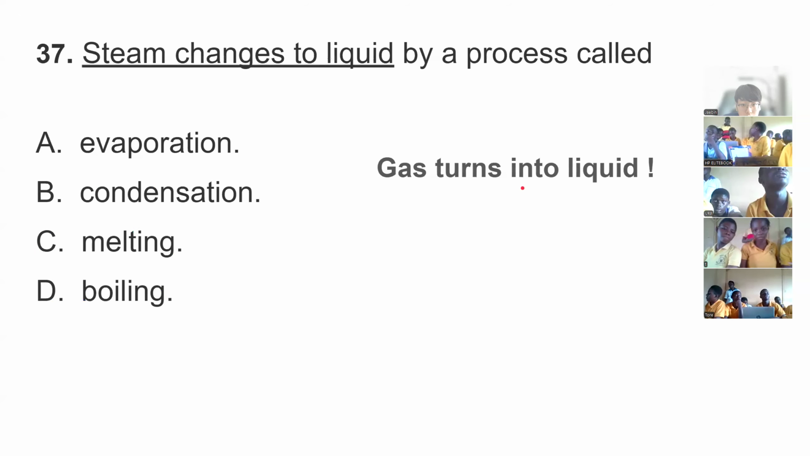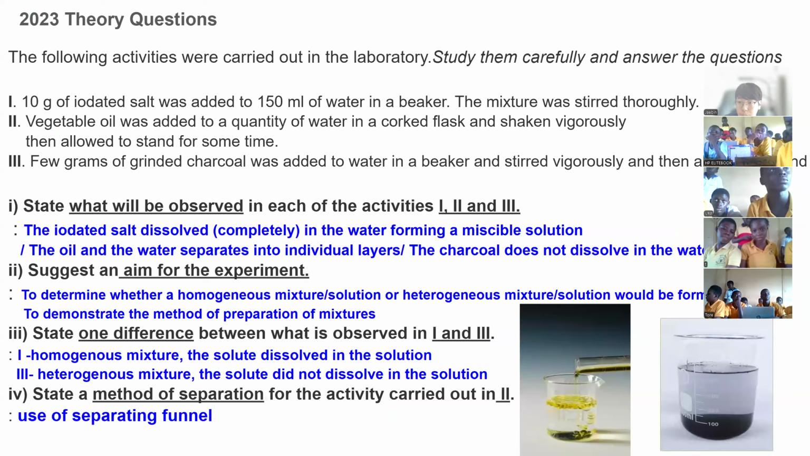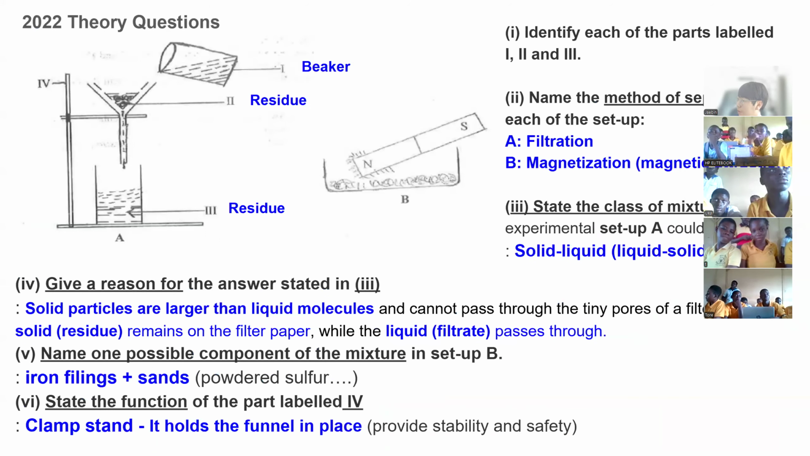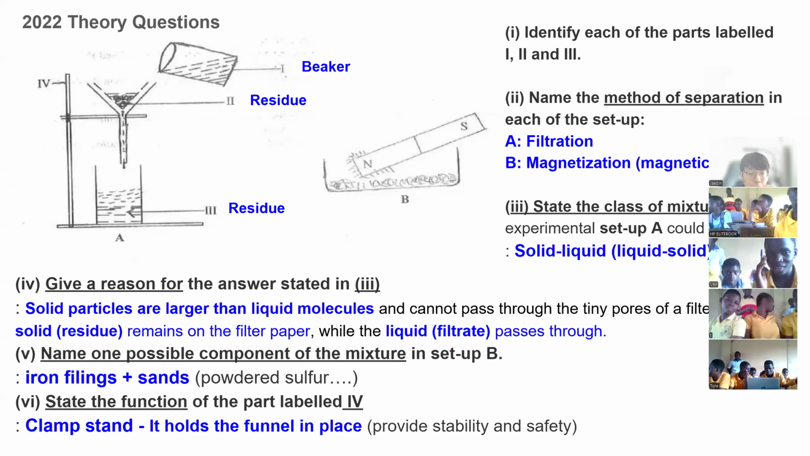I think we can stop after these two theory questions because we are running out of time. But this theory question, so the first one states to identify each of the parts labeled 1, 2, and 3. Part 1 here, we can see is the beaker. This is the beaker pouring into this funnel.